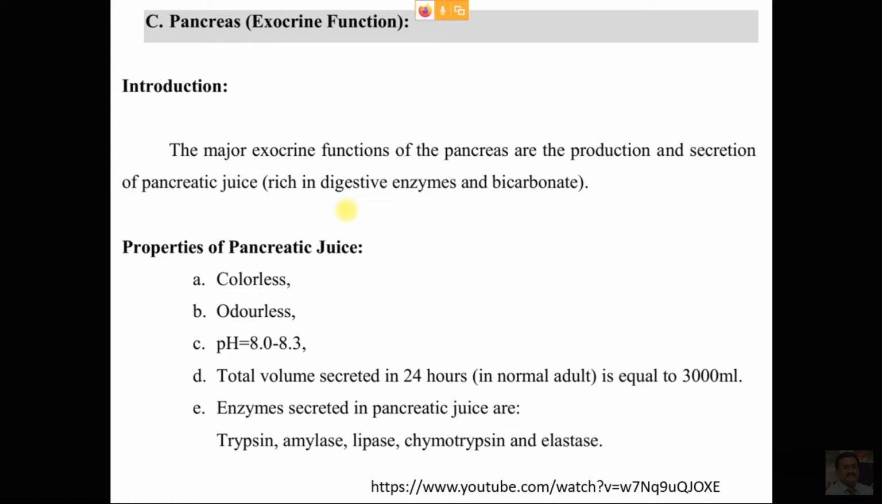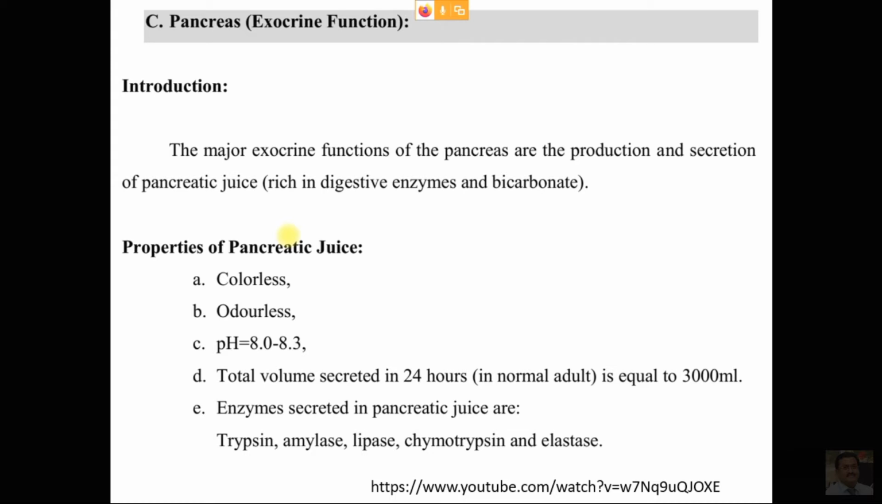The total volume secreted in 24 hours in a normal adult, approximately a 70 kilo man, is equal to 3000 ml. The enzymes secreted in pancreatic juice are trypsin, amylase, lipase, chymotrypsin, and elastase. So all these are present in the pancreatic juice. Just imagine: trypsin, amylase, lipase, chymotrypsin, and elastase.